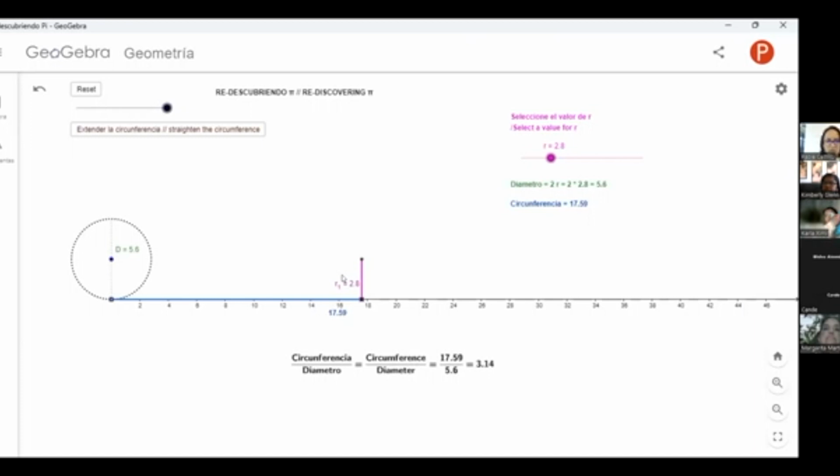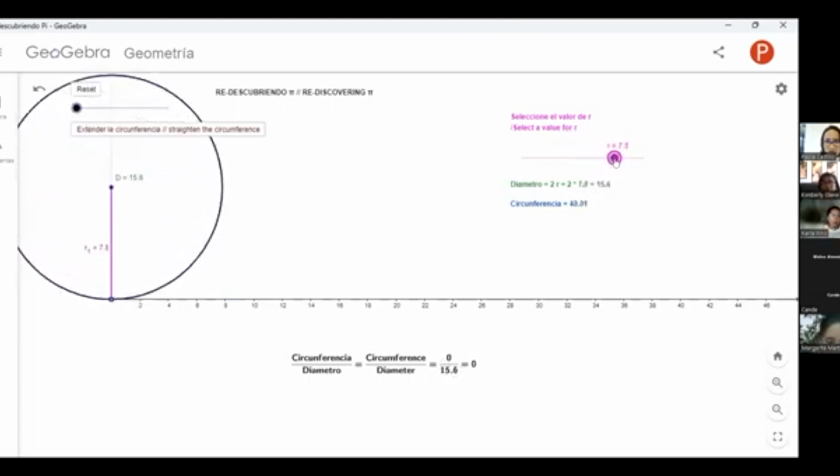What was the diameter? 19 centimeters. 19 centimeters. Wow. Difference 60 centimeters. That's big.